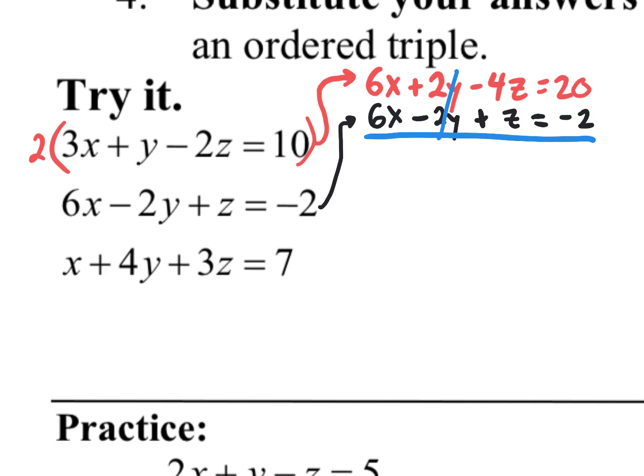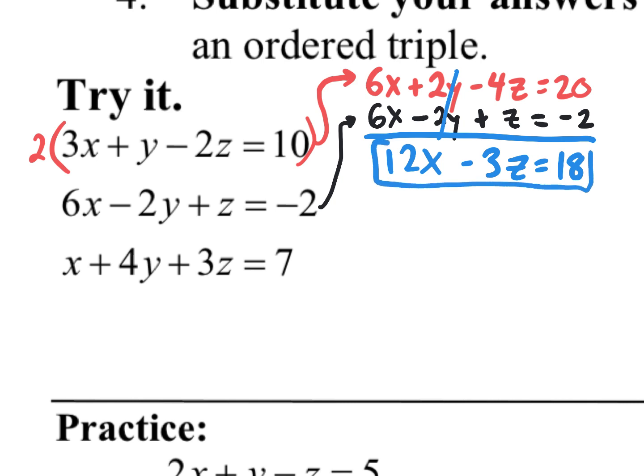Let's see what we have left over. 6 plus 6 is 12 with an x. Negative 4 plus 1, that's a negative 3 with the z. And 20, take away 2, equals 18. And what we have here, guys, is a new equation that only has two variables. And that's exactly what we want. Let's actually box this in. And let's label this new equation number 1. And ladies and gentlemen, that is step one of this huge process, okay? And again, the goal here is for you guys to get comfortable with the instructions.